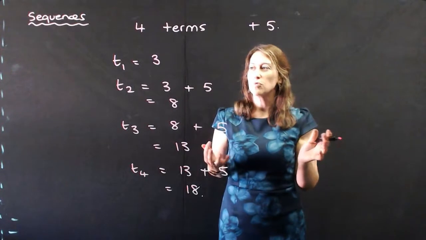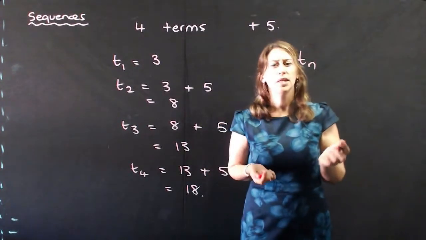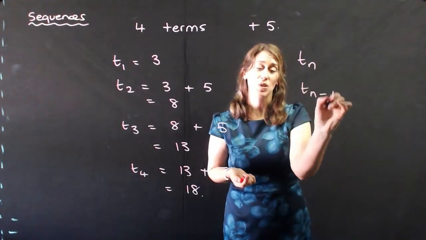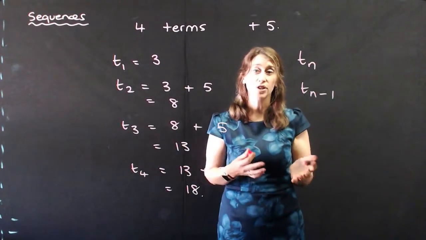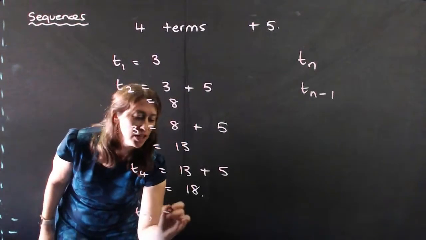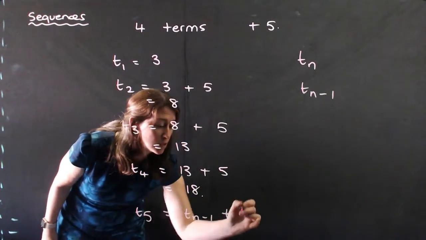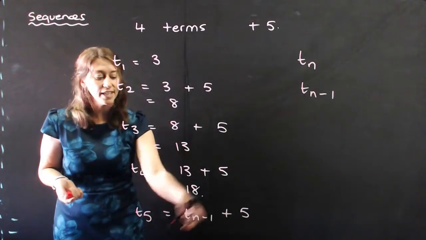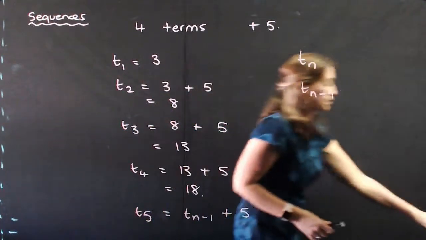It's also useful to realise that if Tn is one term, then the term before it we can say is Tn minus 1. So this notation is really useful with recurrence relationships. I can write the 5th term, T5, as T to the n minus 1 plus 5. So obviously that would be 18 plus the 5, which would give me the next number in the sequence.